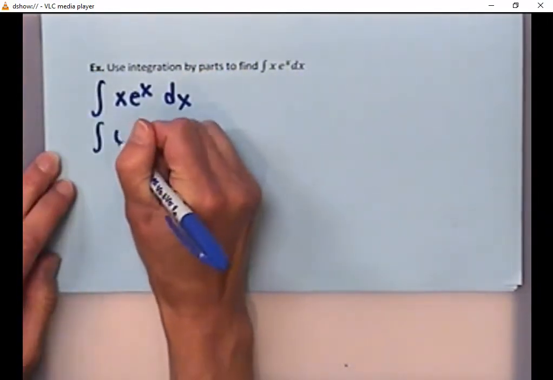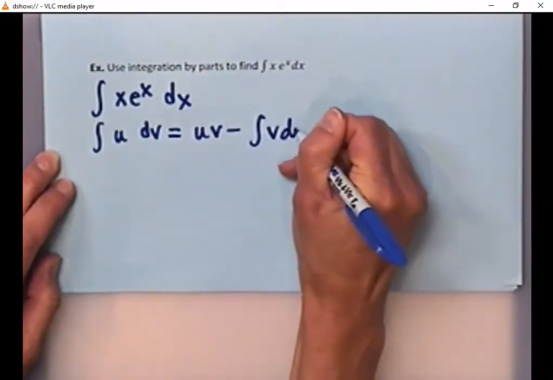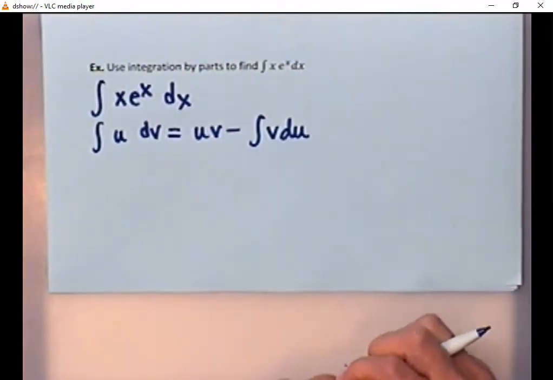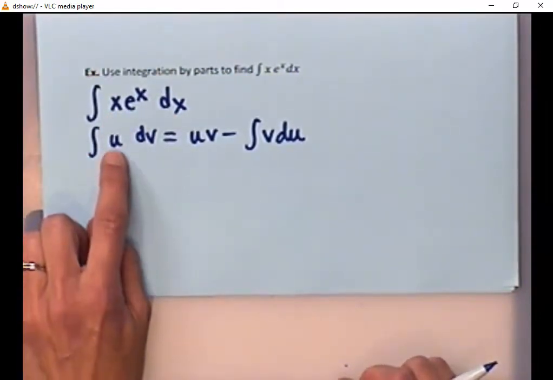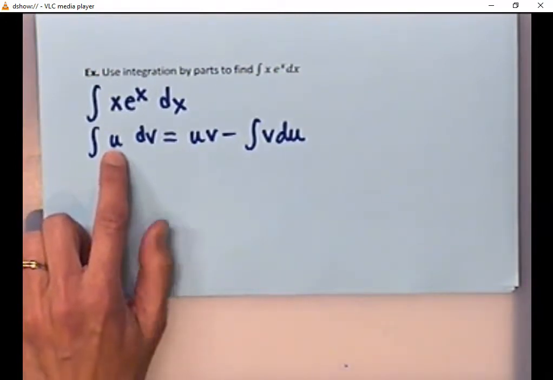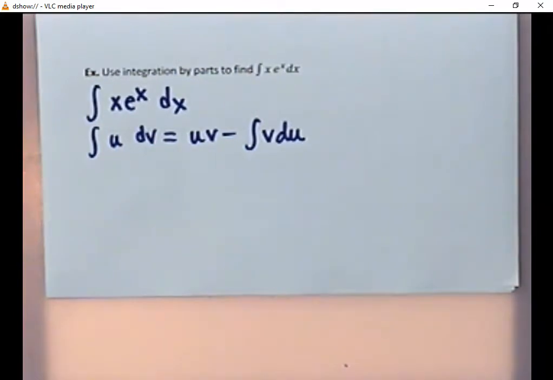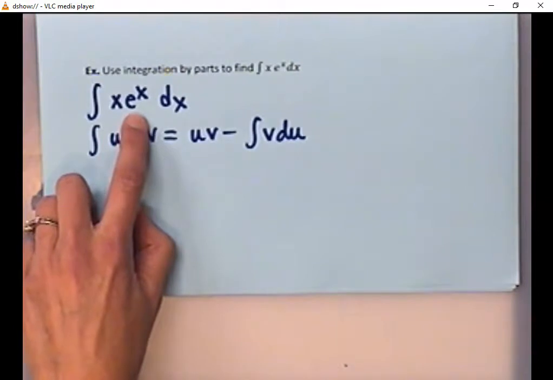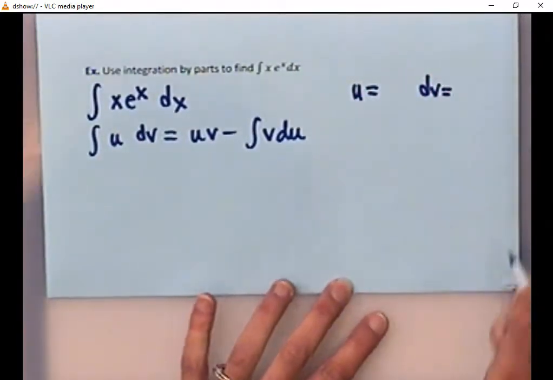So remember, this is our formula: the integral of u dv is equal to uv minus the integral of v du. My first step is always to look at the original integral and decide which part is going to be u and which part is going to be the dv. There will always be two parts to the integral because a lot of times it's a product. The two parts I really see here are an x and an e to the x. So I'm going to identify what each of these are, those two parts, off to the side.